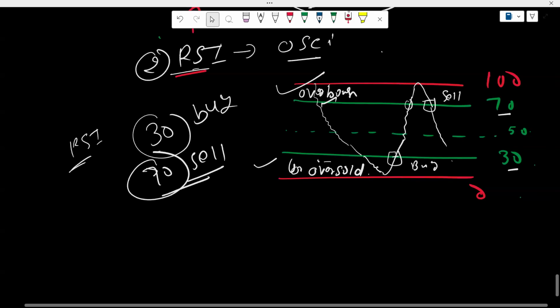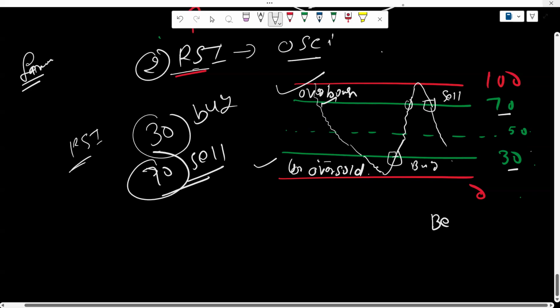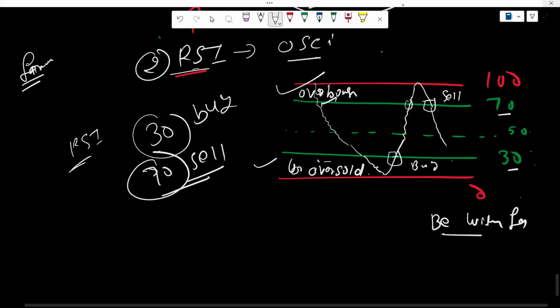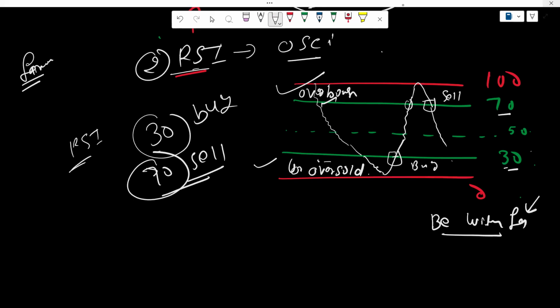Sometimes some people also change these lines to 40 and 60, but I am not telling you that because these are personalized. I am telling you the famous one, because the famous one works in the market. Always be with the famous one. I told you in the last class also, be with the famous one, because when everyone is following the famous one, the chart also moves. So be with the famous one, 30 and 70.